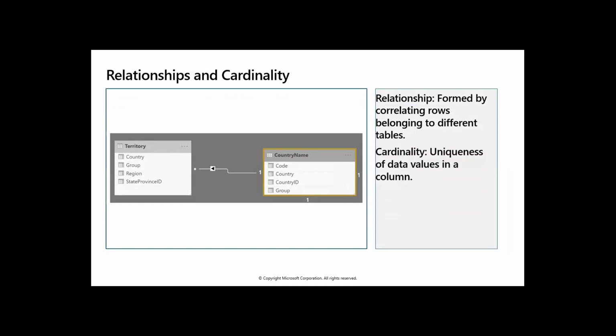Relationship and cardinality. Your tables are related together, either many to one, one to many, or many to many. That's what we are looking at with cardinality. And most of the time, your dimension is always one to many. One entity of your dimension will always relate to many items on your facts table. Am I communicating? A relationship is formed by correlating rows that belong to different tables. Cardinality is the uniqueness of the data values in a column. That's what cardinality is talking about.